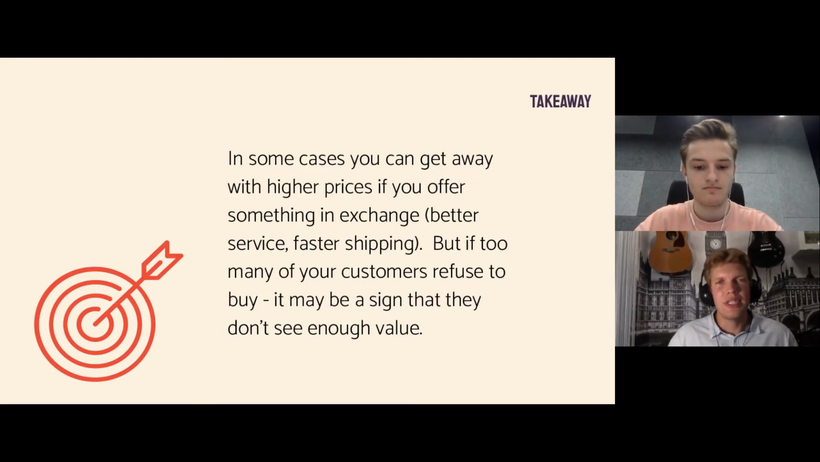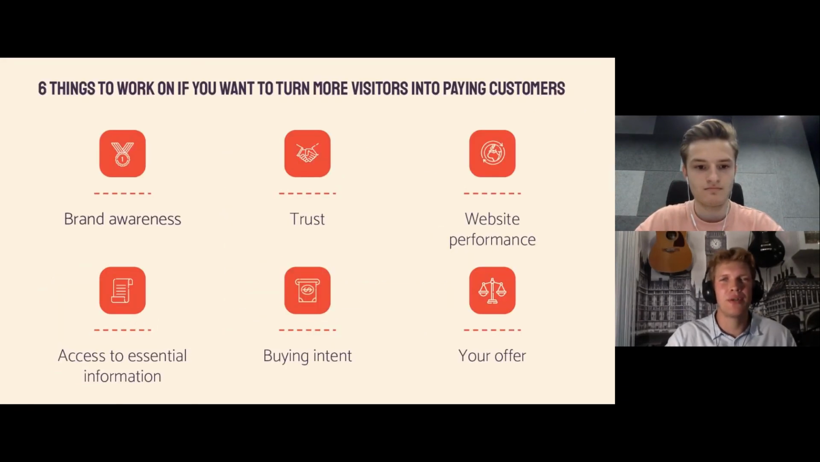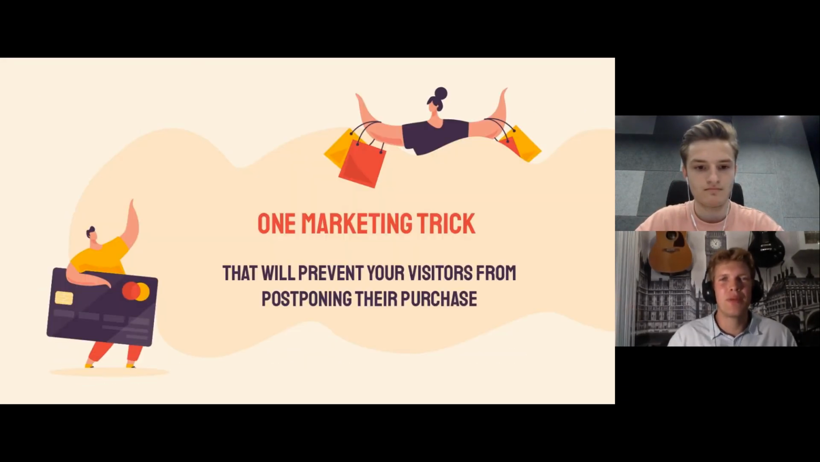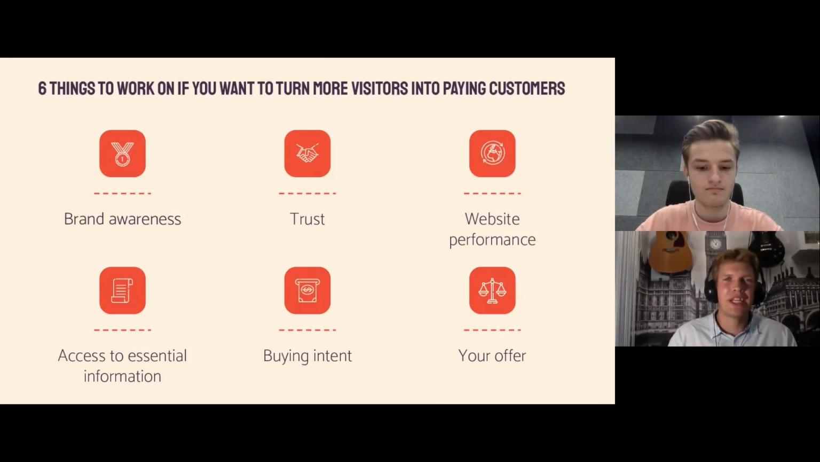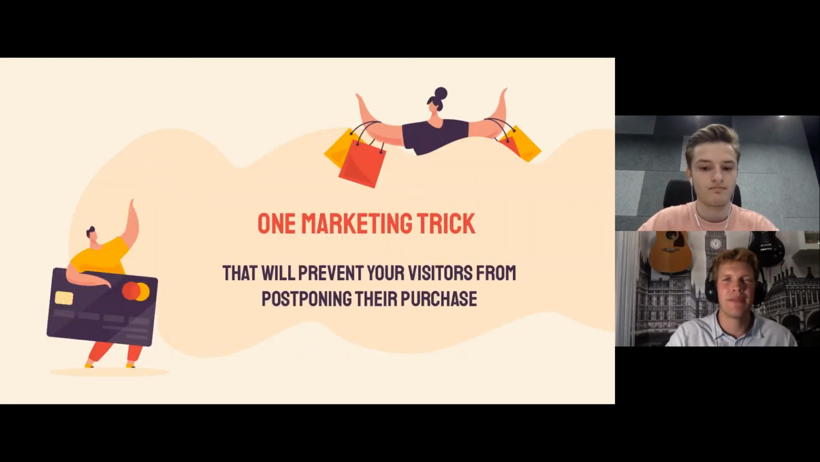So this is the takeaway. Have a brief look at it, and then I'll go to the marketing trick. Hopefully you've learned the 6 things you can start doing straight away. Please have a look at these icons once again: brand awareness, trust, website performance, access to essential information, buying intent, and your offer. If you work on all of them step by step, you'll be seeing better conversion rates for your website.